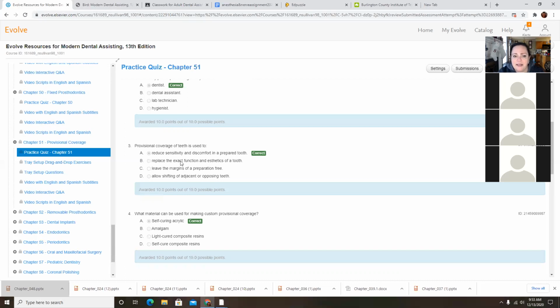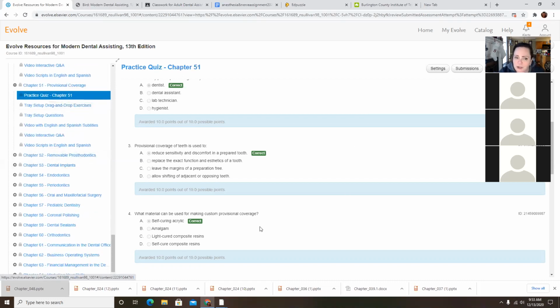Do we want to replace the exact function and aesthetics of a tooth with a provisional? No. We don't want our patients to fall in love with their temporaries because then they're not going to like their real crown when it comes in. And it's not going to replace the exact function. We make the crown or the bridge a little bit short so that they're not using it as their main source of eating. Any questions about this?